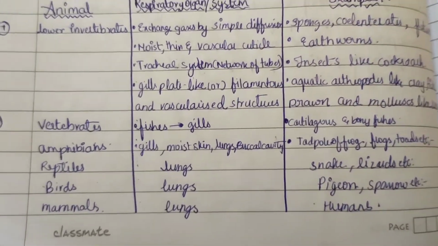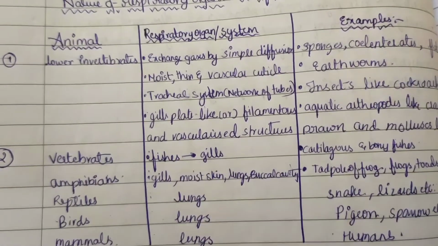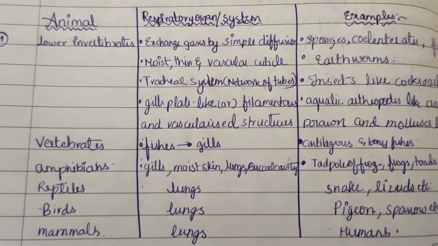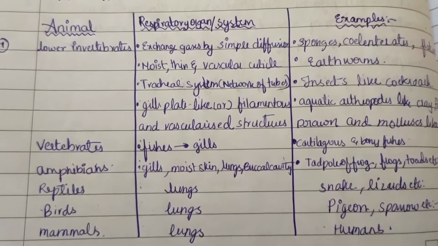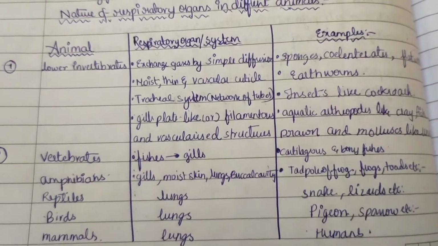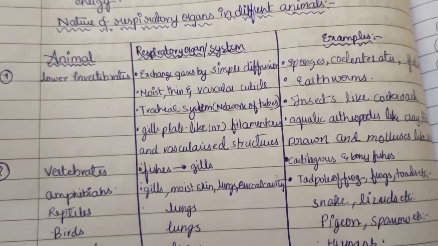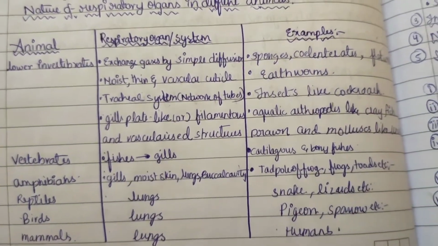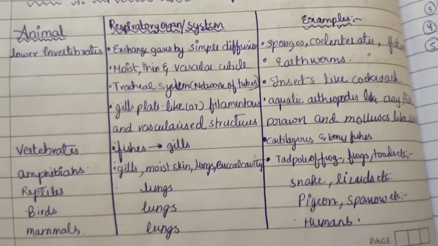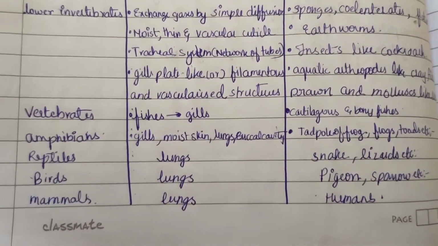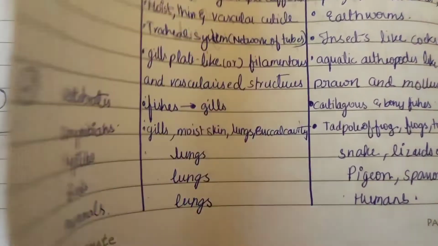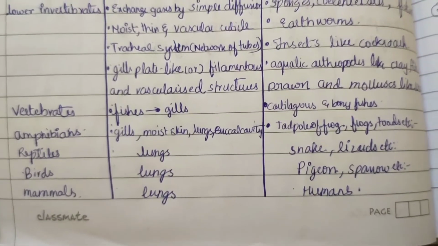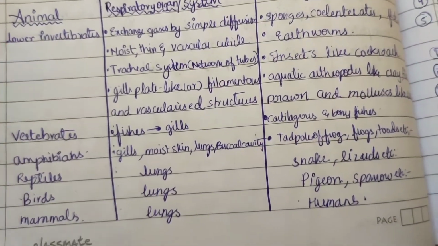Then vertebrates. In vertebrates, fishes have gills. And then amphibians have gills, moist skin, lungs and buccal cavity. In fishes, examples are cartilaginous and bony fishes, whereas in amphibians, examples are tadpoles, frogs, etc. Then reptiles, here lungs are used, for example snake, lizard. Then birds, lungs are used, pigeon, sparrow. Mammals, lungs are used, example whale, human, etc.